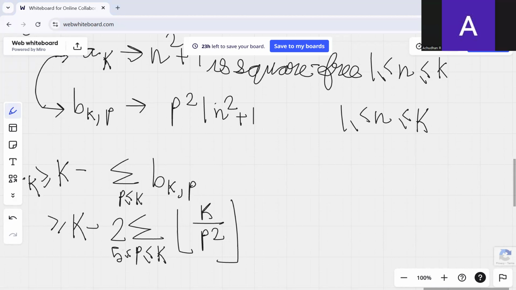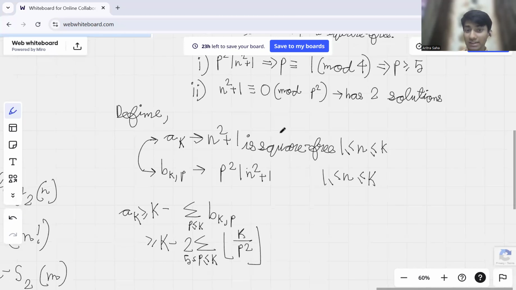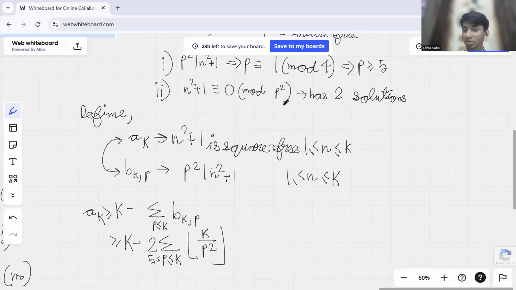Could you explain how floor of K by P square came again? Yeah, I'll explain that. So K should be 0 mod P square, right? So how many primes can divide it? If it is divisible by P square, then K by P square should also be divisible by some other Q square. So you divide all those primes. So the number of primes can be at most K by P square.